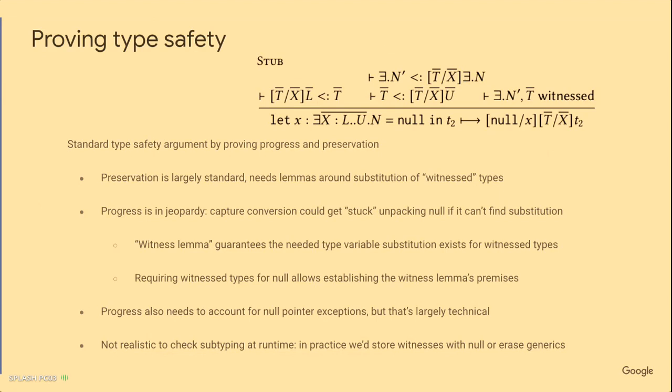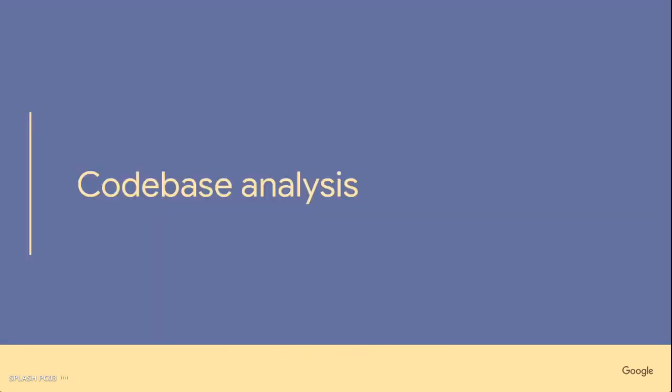So by requiring witness types for null and also for new expressions, we know we're always going to have that. And so then we can prove progress. All right. So now you might ask, OK, well, how does this work out in practice?